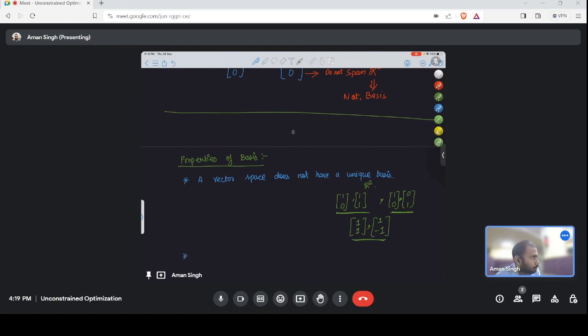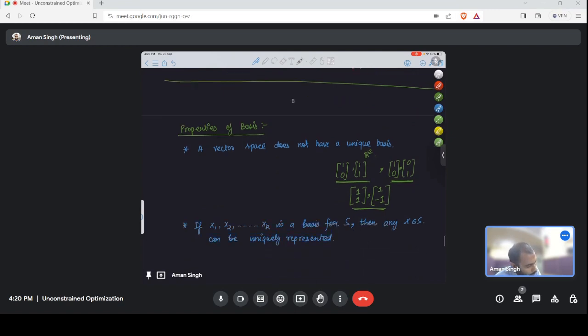Then, if x1, x2, ..., xk is a basis for S, then any x belonging to S can be directly represented as x equal to alpha 1 x1 plus alpha 2 x2 plus ... plus alpha k xk, and the alpha i's are unique.